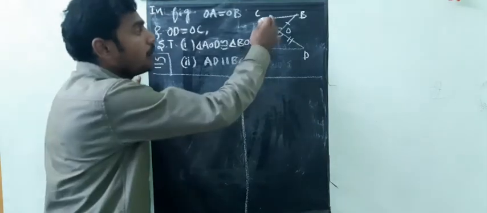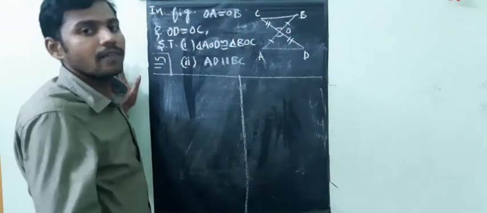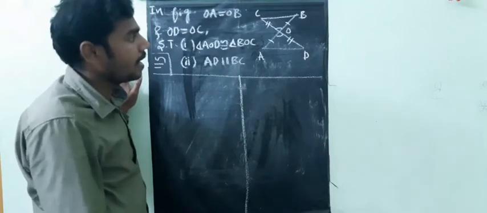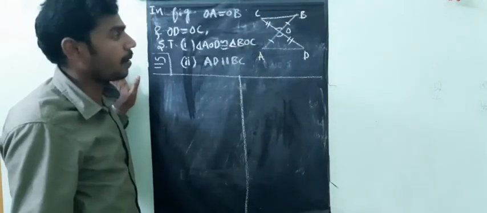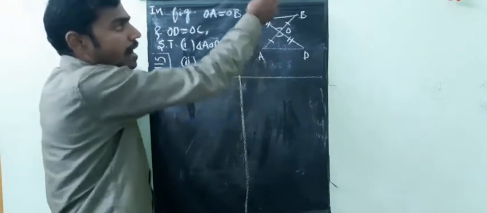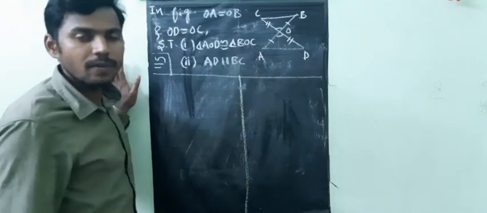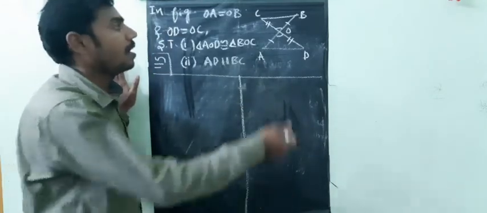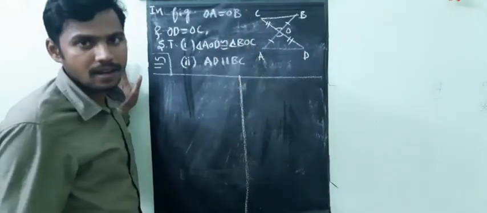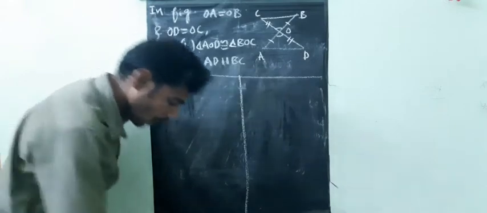If I am able to prove these two angles are equal, then through the converse of the axiom, we can say the two lines are parallel. Why am I saying converse? Because if two lines are parallel, then alternate interior angles will be equal. If alternate interior angles are equal, then the two lines are parallel. That is the converse. Now, we will prove the first part. So, what is that?